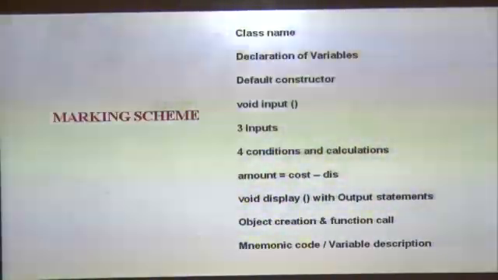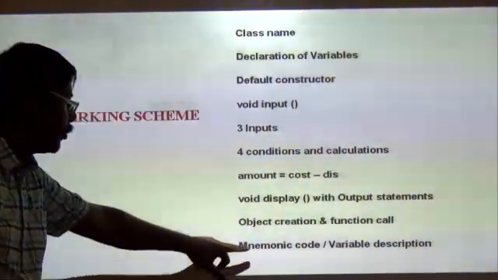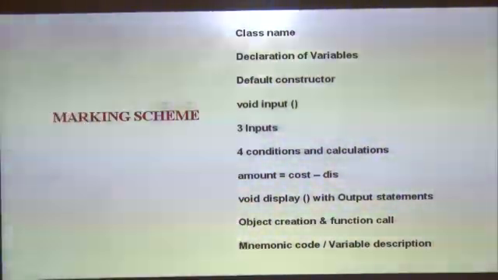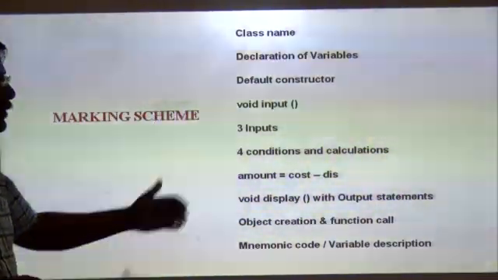Okay, so void input. There should be 3 inputs inside the function. There will be 4 conditions and 4 calculations. So the calculation is given amount equals cost minus discount. Then the next function void display, and the object creation, and finally the variable description, mnemonic code or the variable description. So if you write these things within the function, you get marks.